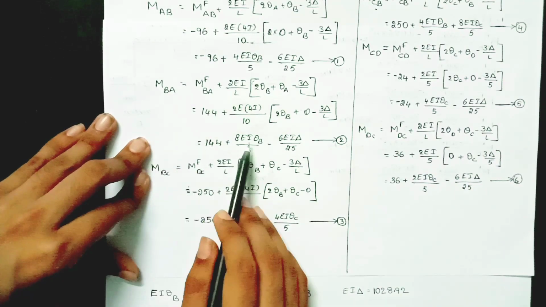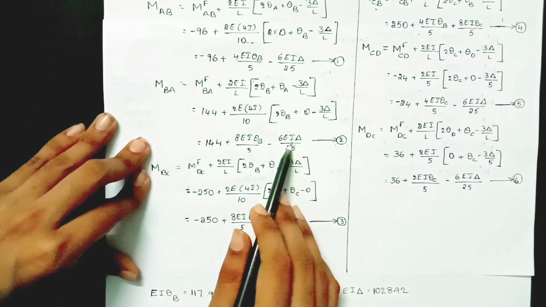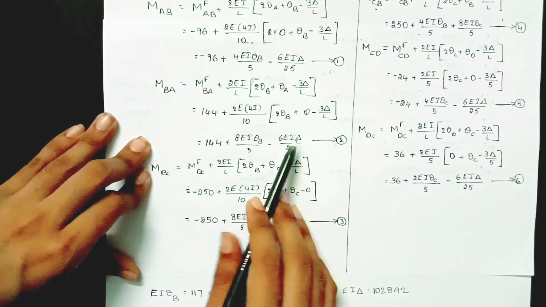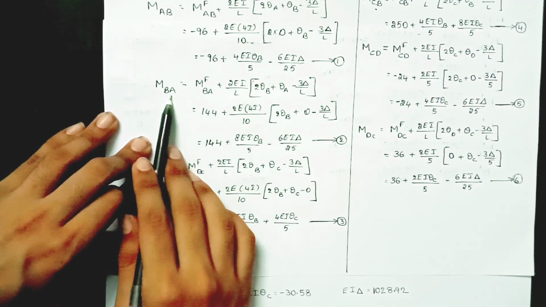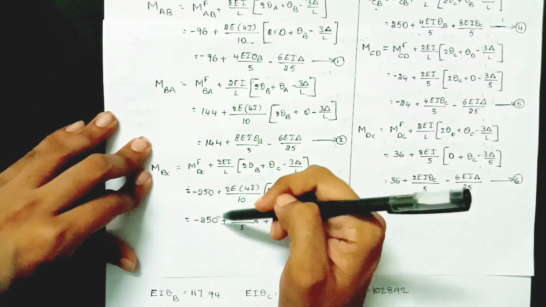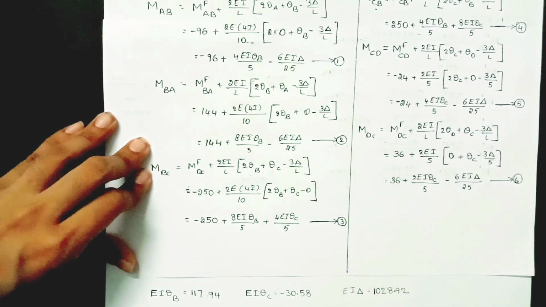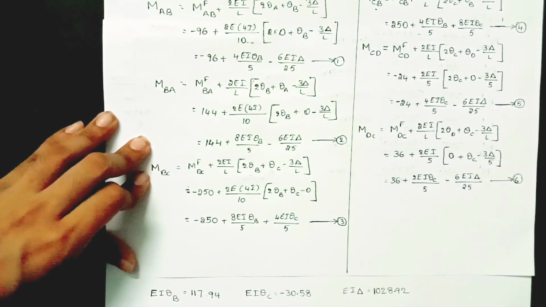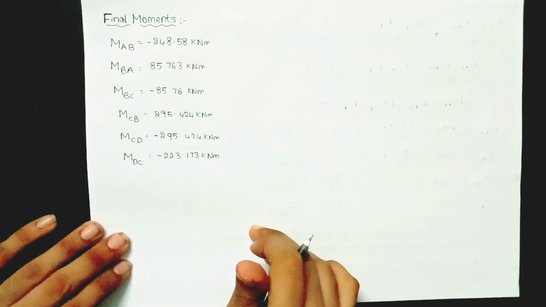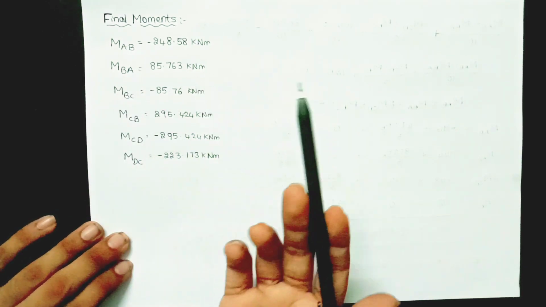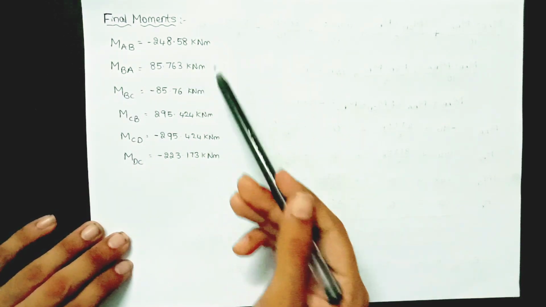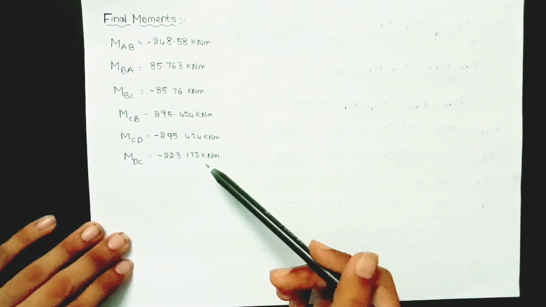Again, MBA: EI theta B and EI delta values are substituted in this equation so that you will get the final moment in member BA. Similarly, substitute all the values in the remaining members so that you will get the final moments in all the members. After substituting all the values in the step 2 equations, that means EI theta B, EI theta C and EI delta, I have obtained these values as final moments.